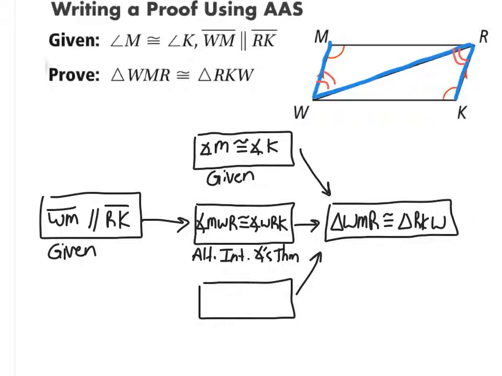Okay, and we know that because they are alternate interior angles formed by parallel lines. So that is the alternate interior angles theorem. All right, well, we need one more piece of information. We currently know 2 angles.